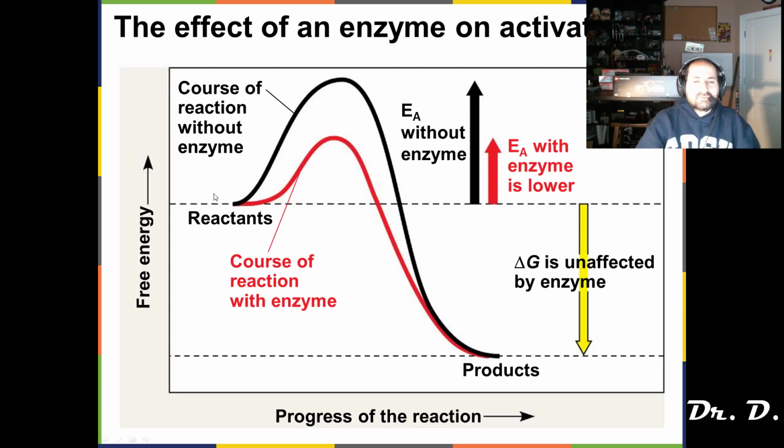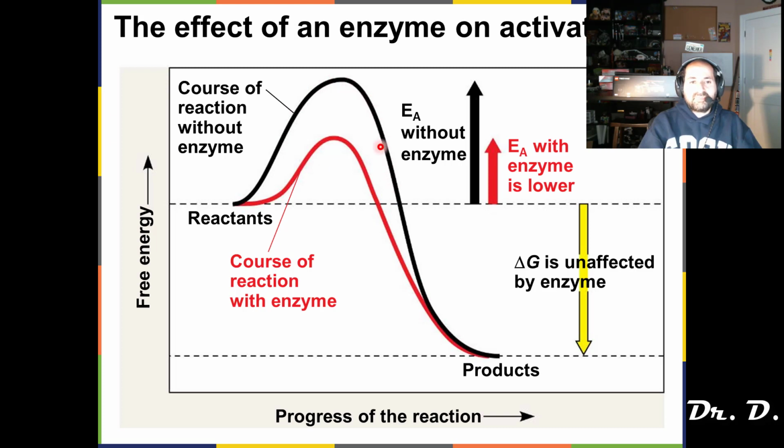So do you guys remember when I said that just because a reaction is spontaneous, it doesn't necessarily mean it's fast? That's what I meant. If a reaction is spontaneous, all that means is the reactants are higher free energy than the products. But what makes a spontaneous reaction fast or slow? It's this. It's the activation energy, the initial energy needed to start that reaction.